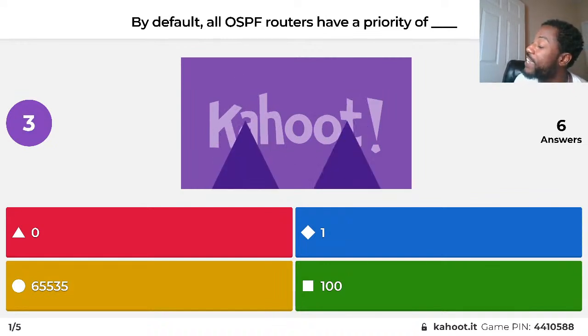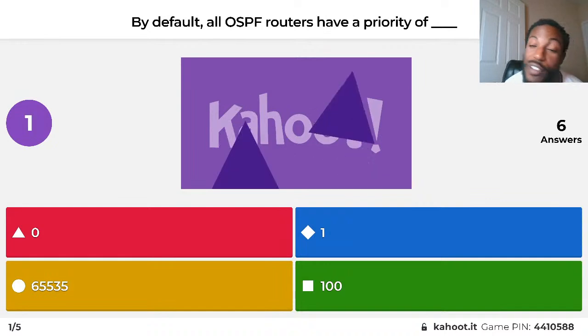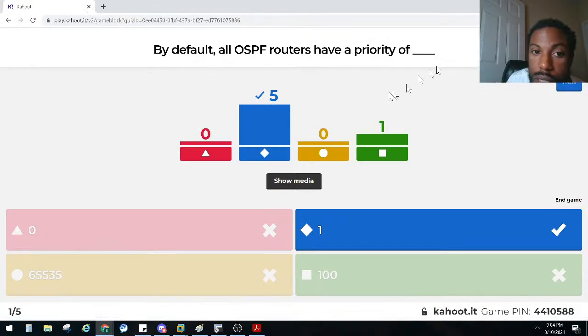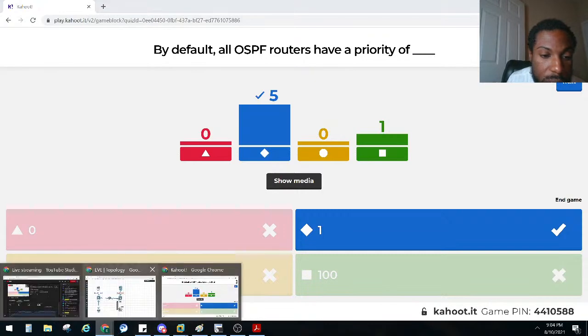Somebody in the Discord server finally told me what I had to do to fix that problem. But by default, all OSPF routers have a priority. Most of y'all got it correct. It's a priority of 1, right? Remember we did that in the lab right here. Let me see if I can pull that up real quick.